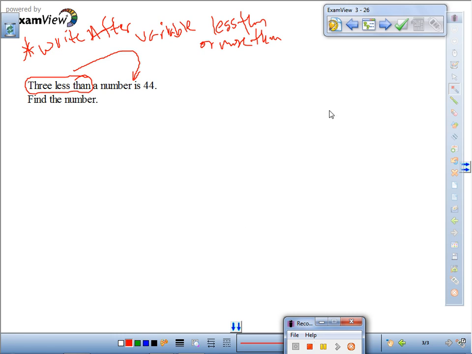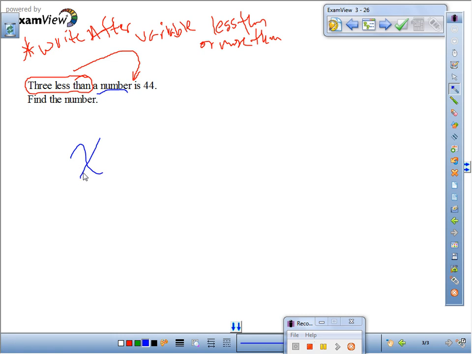All right, so let's continue. So with that said, do we know the number? No. If we don't know it, what do we write? X. And then right after, what did we circle? 3 less than. What's less than? Minus 3. What does the word is stand for? Equal 44. Solve that, please.